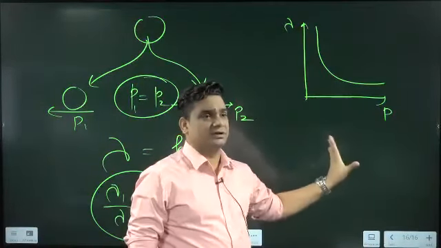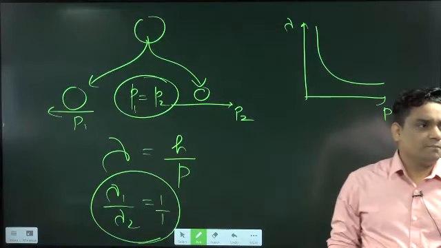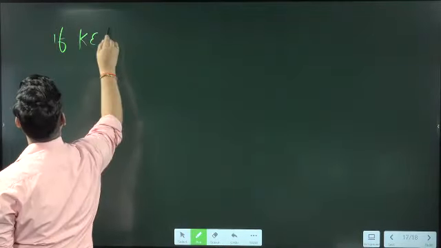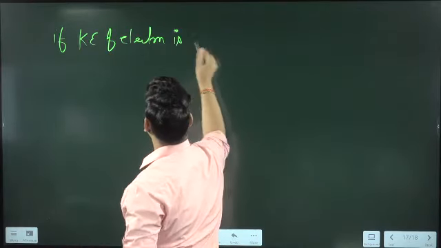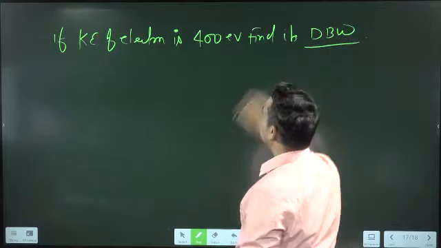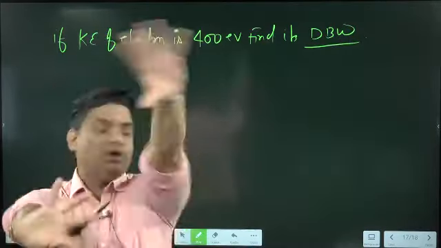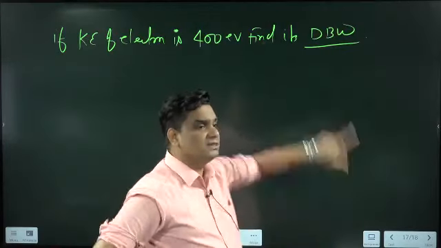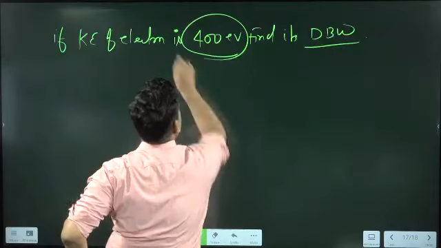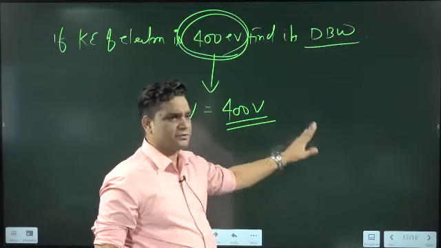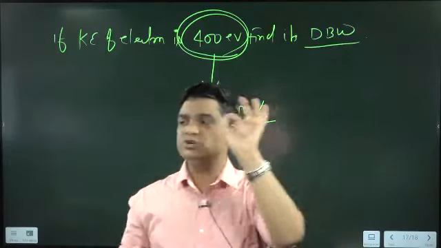Now I'll take a question on the electron, that is the most common. If K of the electron is 400 eV, find its de Broglie wavelength. You know that 400 eV means this electron is basically accelerated through a potential of 400 volt. Generally they will give this value also: electron accelerated through 400 volt, what should be your de Broglie wavelength?